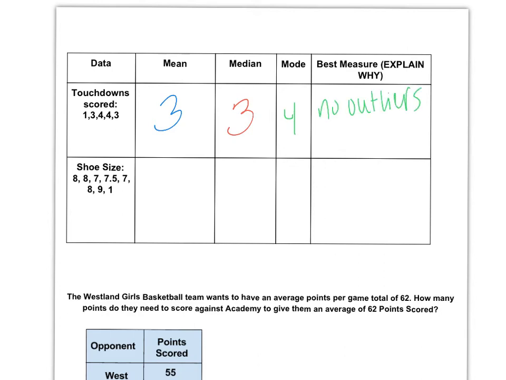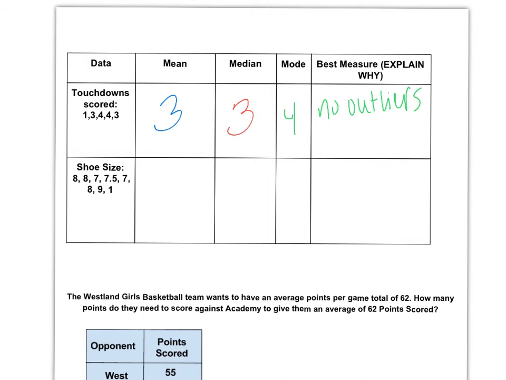We're not talking about choice here, like favorite color, favorite movie, favorite sport, or anything. So mode wouldn't really be the best measure to use here. It's definitely going to be between mean or median, and either one of those would best represent this data set.